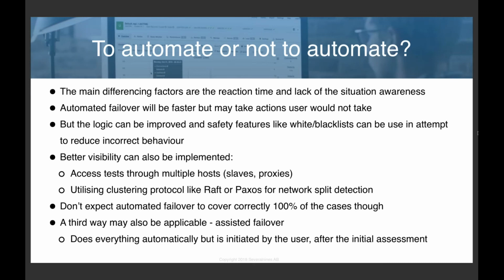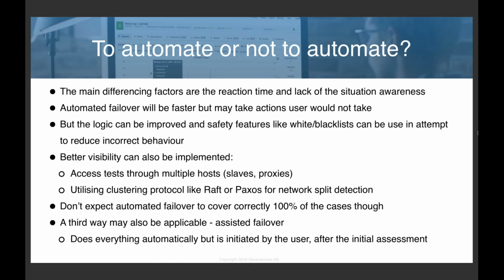So as you can see, the main differentiating factor is just the reaction time and the lack of situation awareness. So the humans are slower, but they understand more. Scripts are much faster, but they are not that smart, really. So automated failover will be faster, but may take actions that a user wouldn't, based on the given situation.